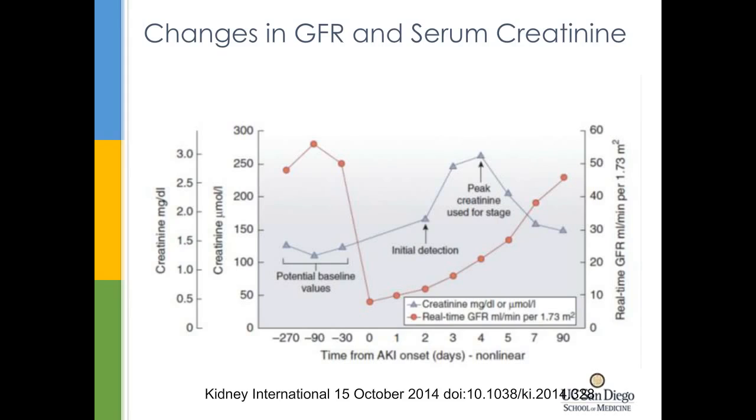And as you can see, if you have a decline in renal function, the detection by serum creatinine occurs a little while later than the actual decline because it is reflective of an accumulation of the creatinine. So you are always lagging behind the actual change itself.